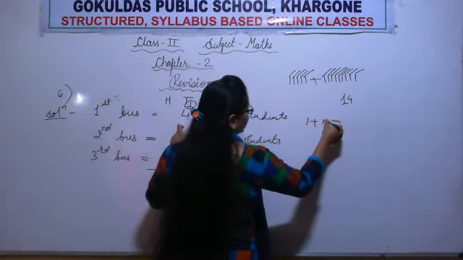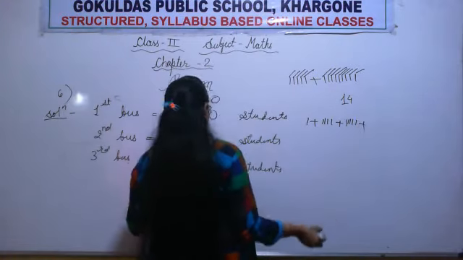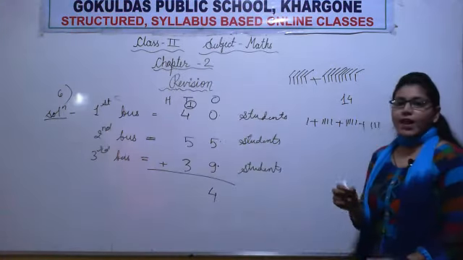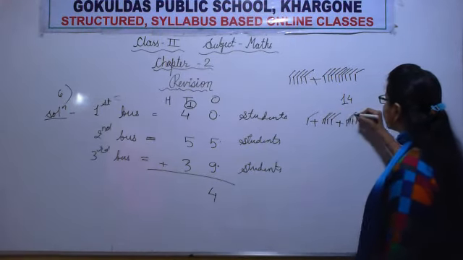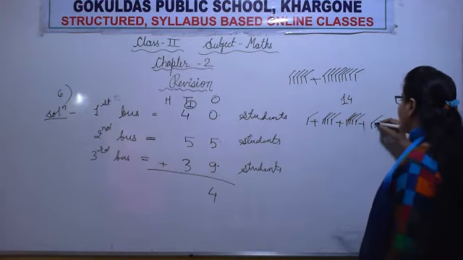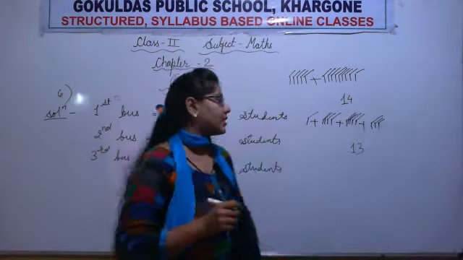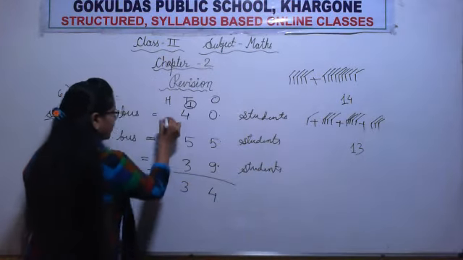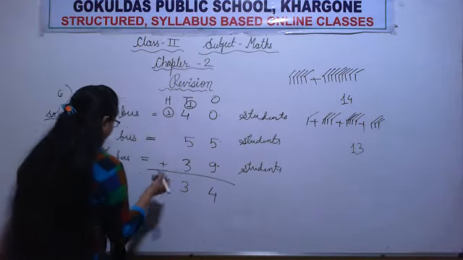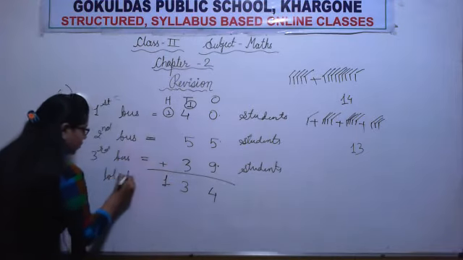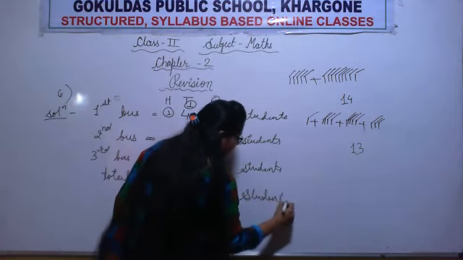Now 1, 4. 1, 1, 2, 3, 4. The next number is 5. And the last number is 3. Now let's add them all. 1, 2, 3, 4, 5, 6, 7, 8, 9, 10, 11, 12 and 13. Again we got 2-digit answer. So again we will do regrouping. See, no number is after 1. So we will write 1 as it is. So this is the total number of students.